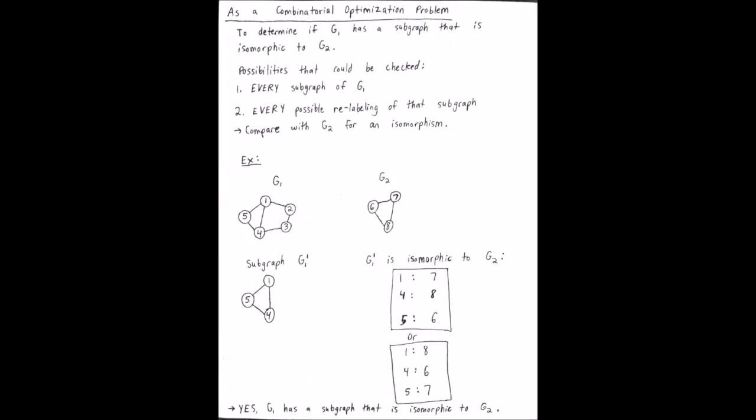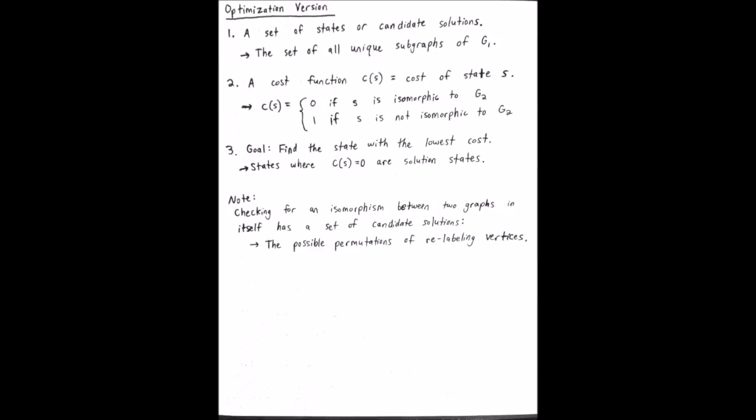As with other examples of isomorphisms, there may be more than one relabeling that is valid. And the answer to the subgraph isomorphism problem here is yes. G1 does have a subgraph that is isomorphic to G2, because that's the question that we're answering.